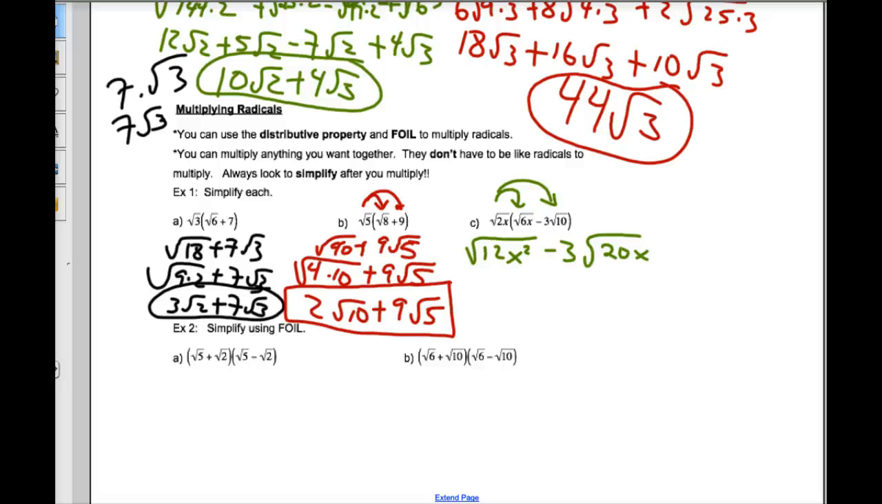I see a 4 in both of them. 4 times 3 times x squared is actually a perfect square, too. Don't forget about the variables. Okay? Minus 3 times 5 times 4 times x. That one, the variable will not be able to come out. We don't know the square root of x. Who's got the final answer? Go ahead, Nico, rattle it off. 2x radical 3 minus 6 radical 5x.